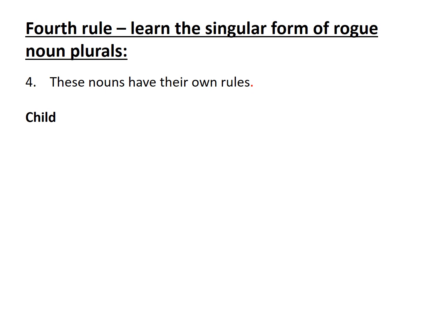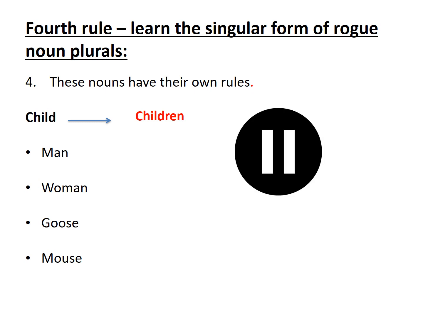Wrong. Some nouns are rogue in their plural form. They have their own rules that you just have to learn. So here are a few examples. I'll start with my first and see if you can work out the rest. Child becomes children. With the next 4 examples, why don't you have a go and press pause if you need more thinking time.